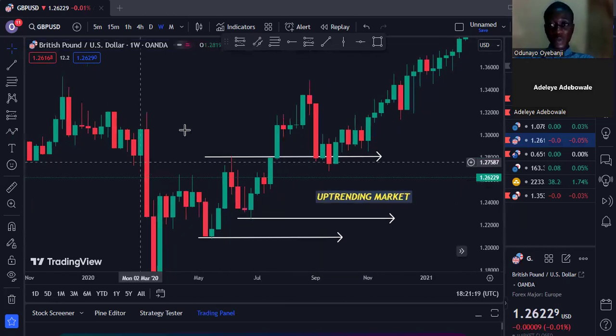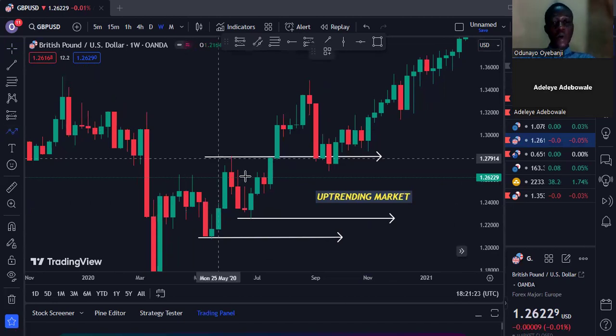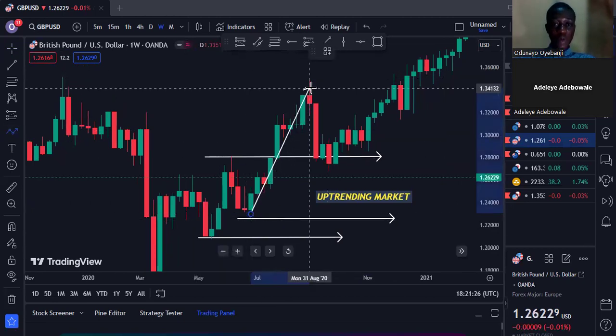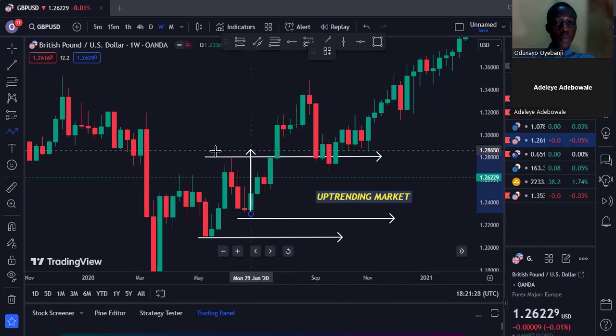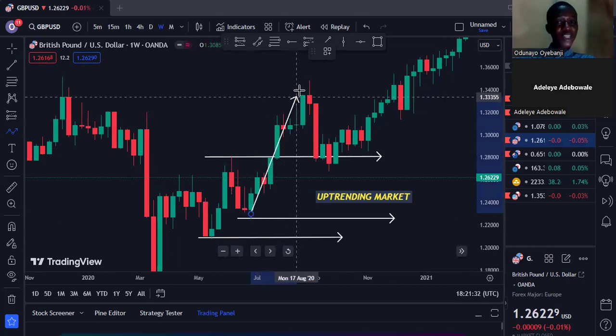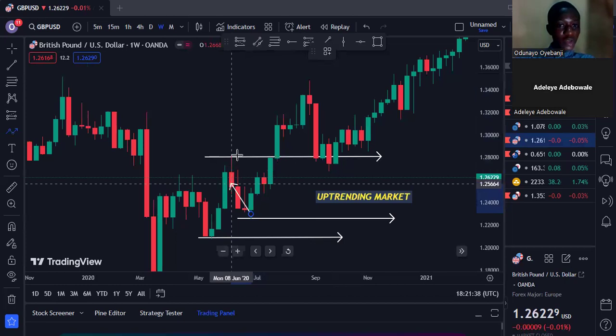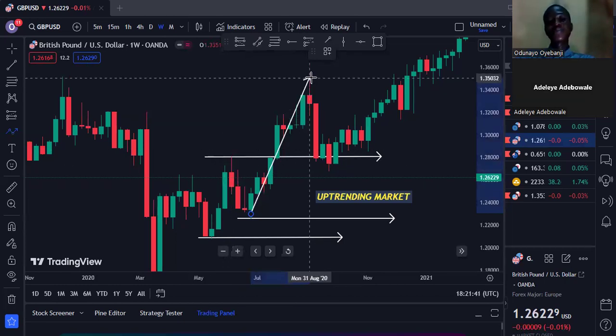But we are using support and resistance. That's what you agreed on. So let's use that. So now we went up, right? On going up, we broke the previous resistance. In a downtrending market, what do we break? Support. In an uptrending market, what do we break? Resistance. It's as simple as that.